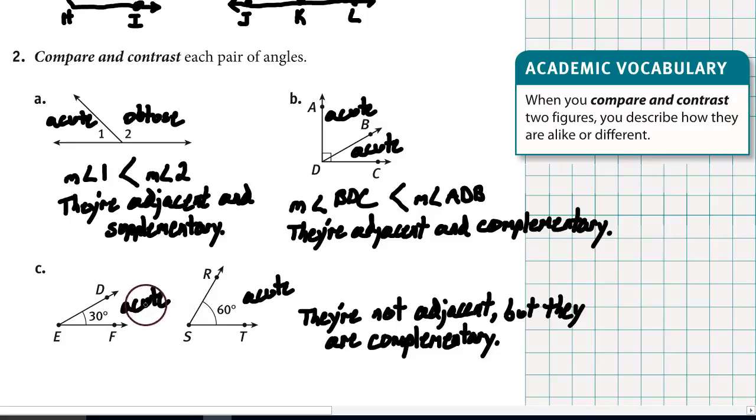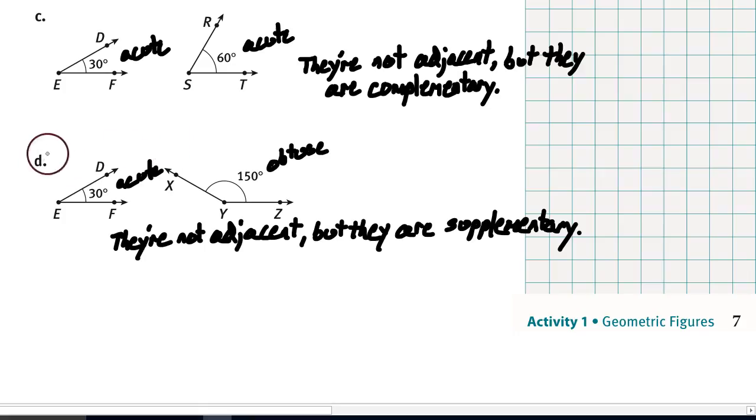In question C, both of these angles are acute. They're not adjacent, but they are still complementary because their measures add up to 90 degrees, the measure of a right angle. And down here in question D, we have an acute angle and an obtuse angle. They are not adjacent because they do not share a side, but they are supplementary because their measures add up to 180 degrees, which is a straight angle.